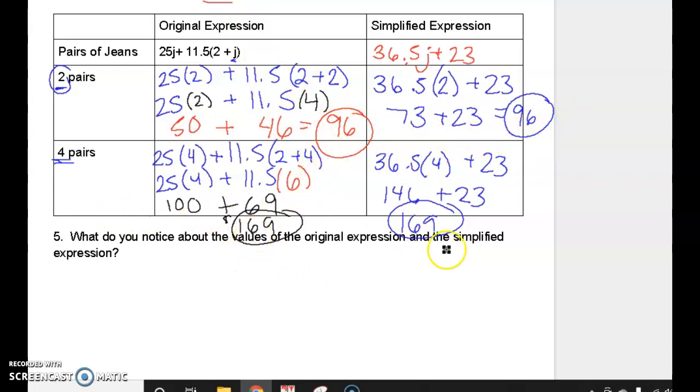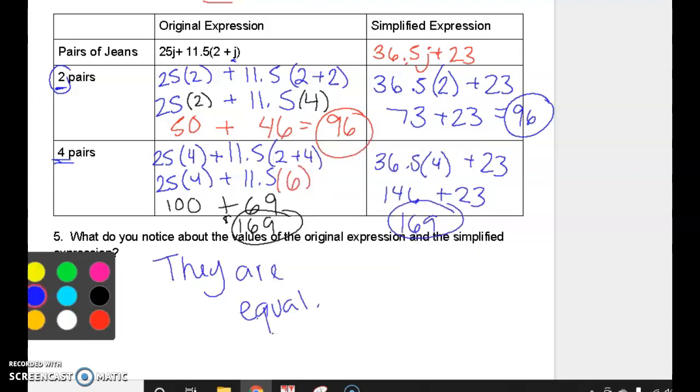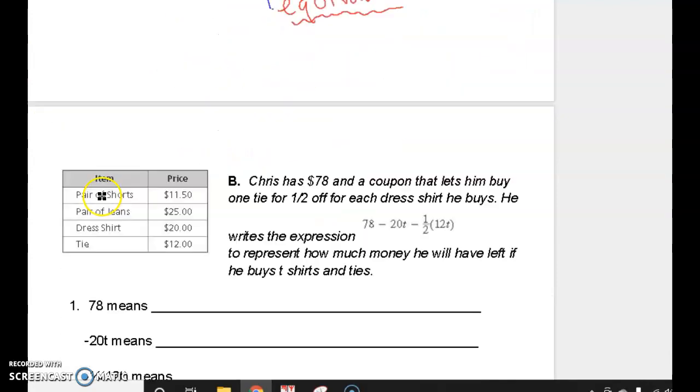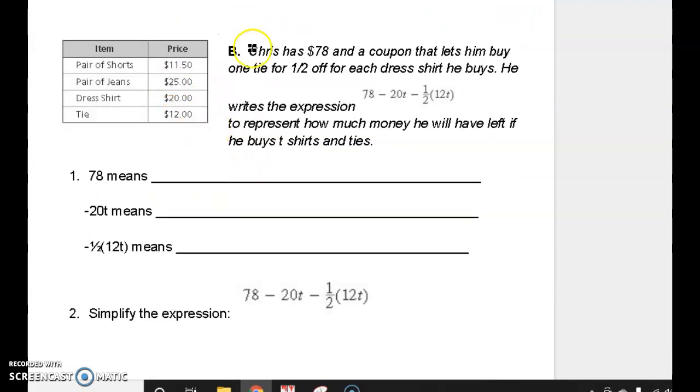So, what do we seem to notice about the original expression and the simplified expression? What do you notice about those values, guys? That's right. They are equal. Or if we want to use a mathematical term, we can say equivalent. Yeah, getting all fancy with a math term there. Okay. So let's look at this next part.